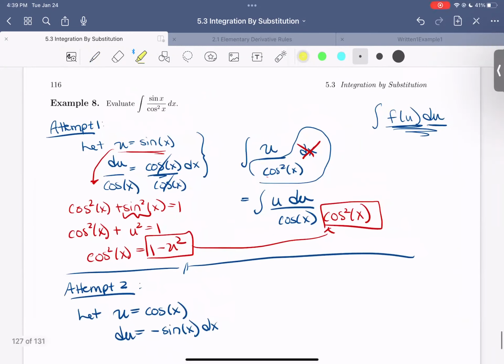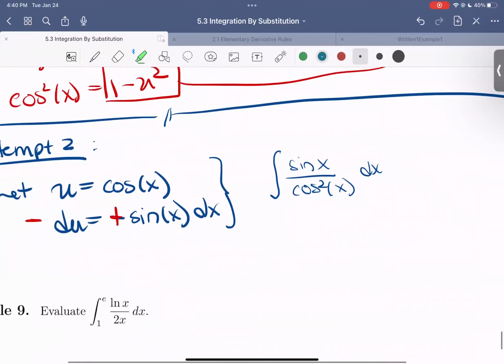So we see that we have the u squared in the denominator. And as soon as we take that du, we see it appear here, just with a different sign. So if I add a negative to both sides, that would change the negative sine of x to a positive sine x. Okay, we're looking like we're in business. So that means our integral, I'll just write it out so we have it on the same screen, of sine x over cosine squared x dx. We see that we can find the u in the denominator. We just need to square it.